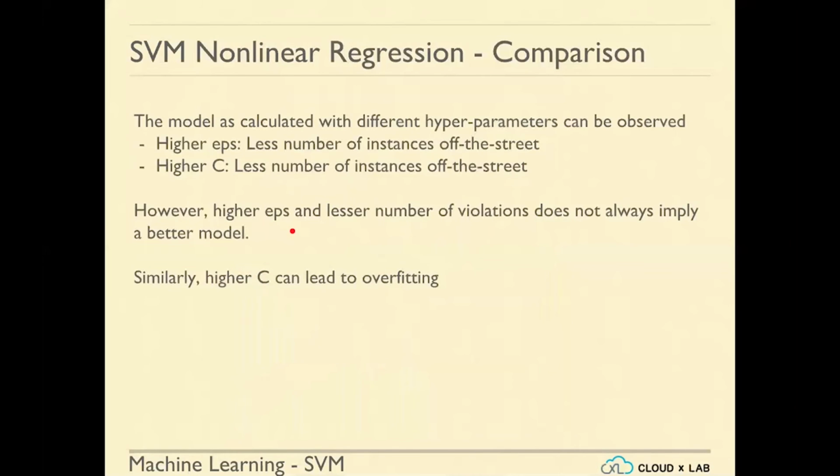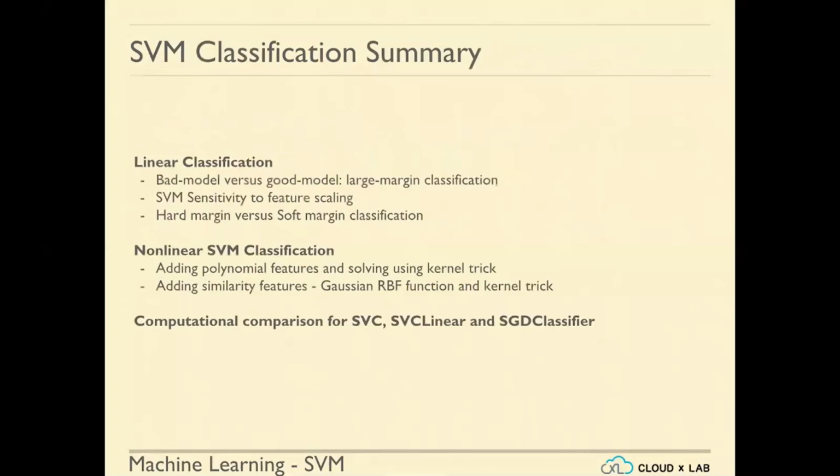If we have higher epsilon and fewer violations, it does not always imply we are going to have a better model. Similarly, if we have higher C, it can lead to overfitting, and lower C could lead to underfitting. So higher C means more overfitting. Similar is the case with higher epsilon.